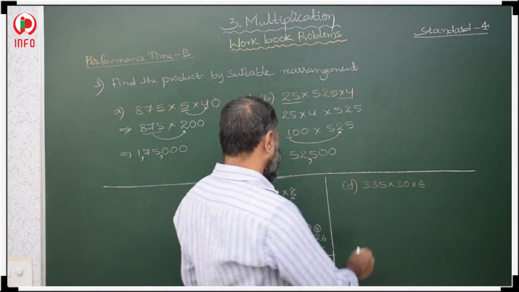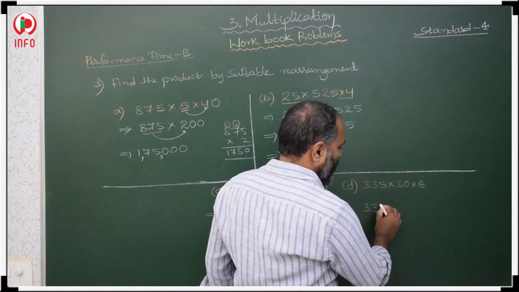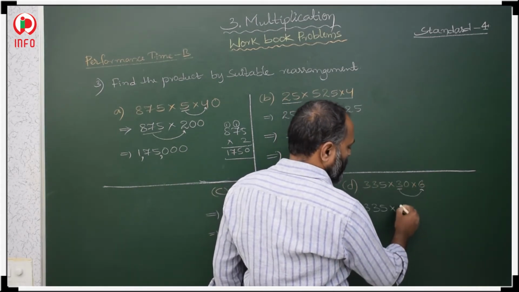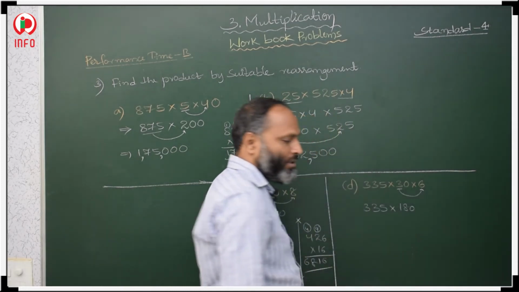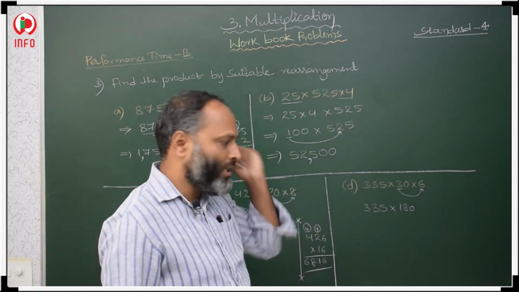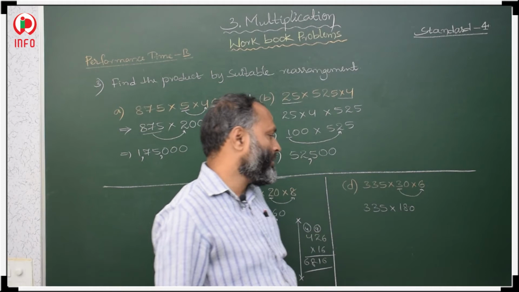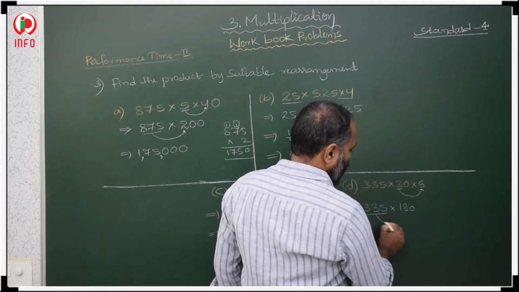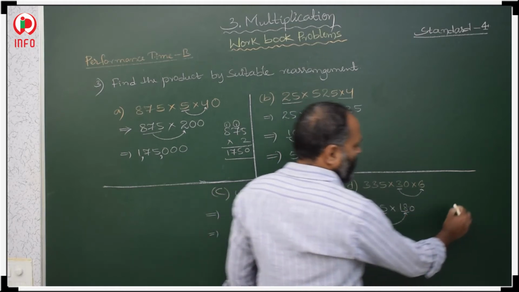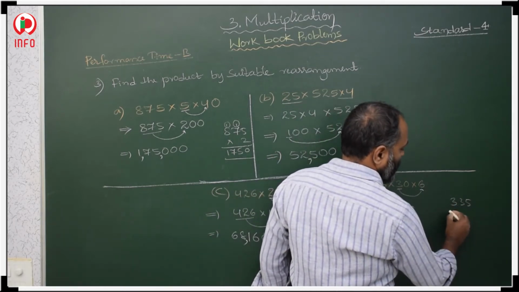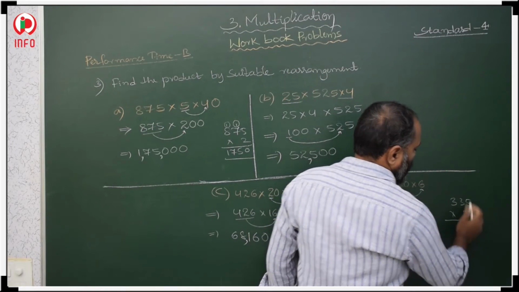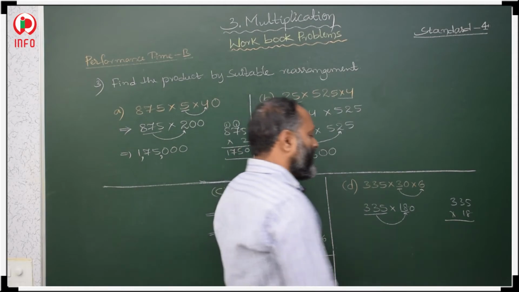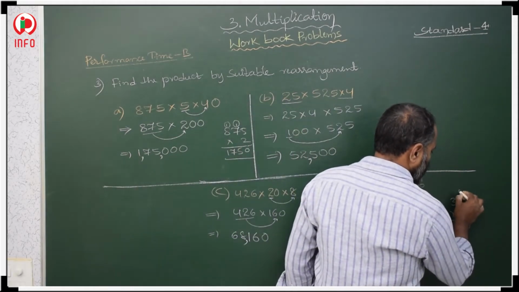Now, here 335, here 3 6s are 18, means 1 zero is there, that 0 you have to keep. Then after that you have to multiply 335 with 18. 335 multiply with 18, 18 5s are how much? 90, 9 here.